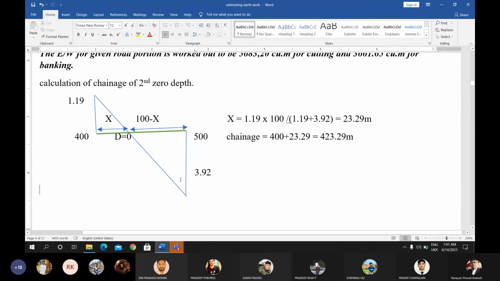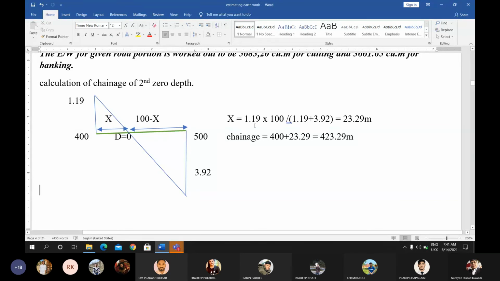Join this line. At this intersection point is the D equal to 0 channel, and provide this length as x meter from 400 to D equal to 0 channel. This is the x meter, and the remaining part from D equal to 0 to 500 meter is 100 minus x, because the total length from 500 minus 400 is 100 meter. This remaining part will be 100 minus x, and use the same relation: x by 1.19 is equal to x by 3.92 by 100 minus x.